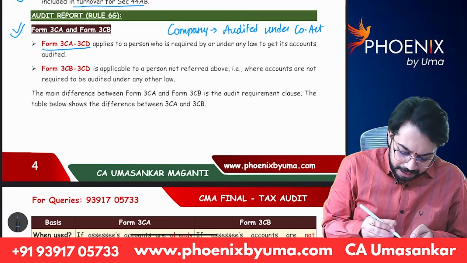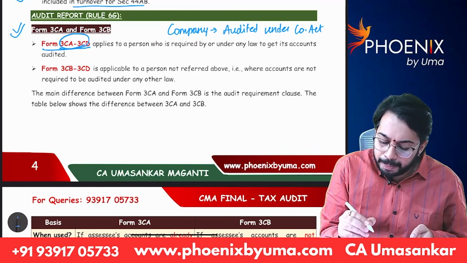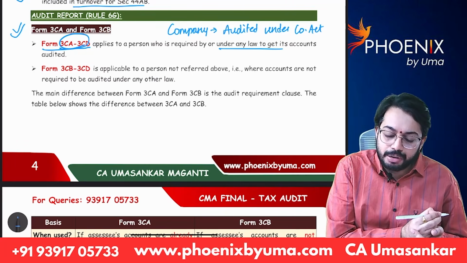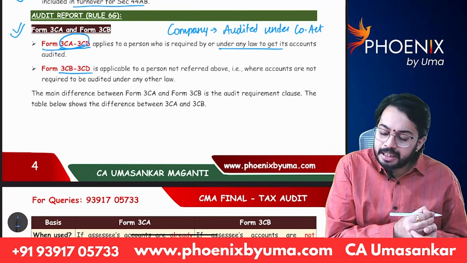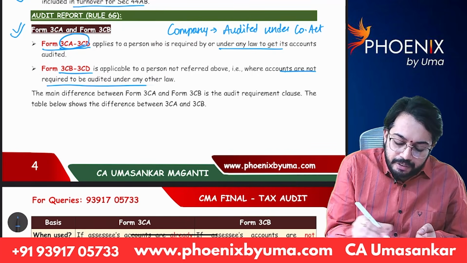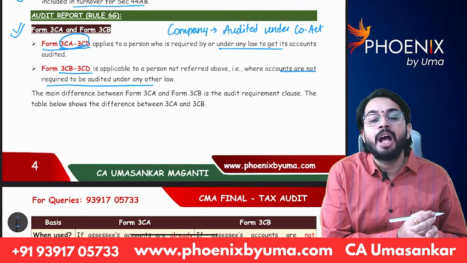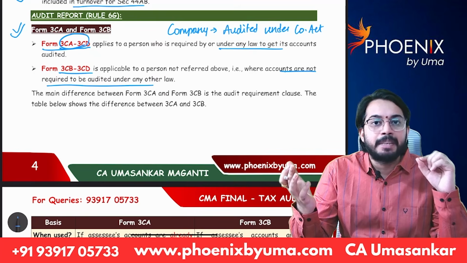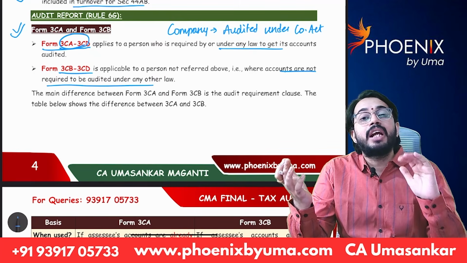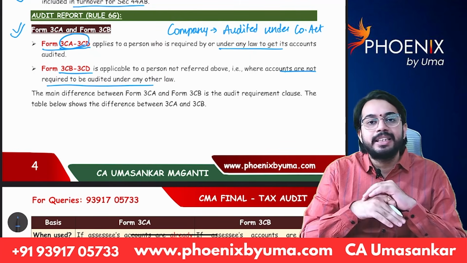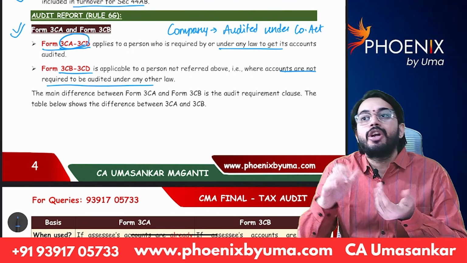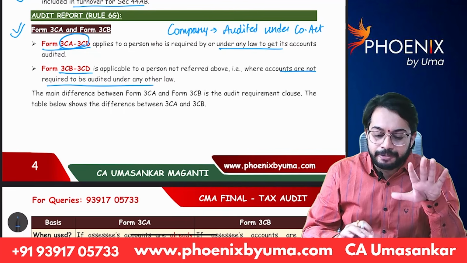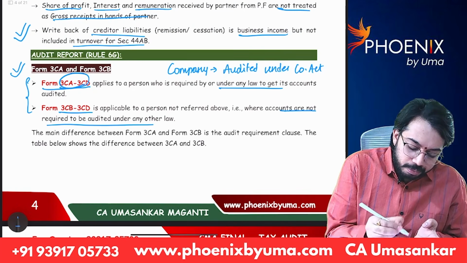You can see, 3CA 3CD applies to a person who is required under any law to get its accounts audited. 3CB 3CD is applicable where accounts are not required to be audited under any other law. I hope you understood the difference between 3CA 3CD. When books of accounts are required to be audited under any law, 3CA 3CD is applicable. When books of accounts are not required to be audited, then Form 3CB and 3CD is applicable. That is the difference. And I am expecting one MCQ.